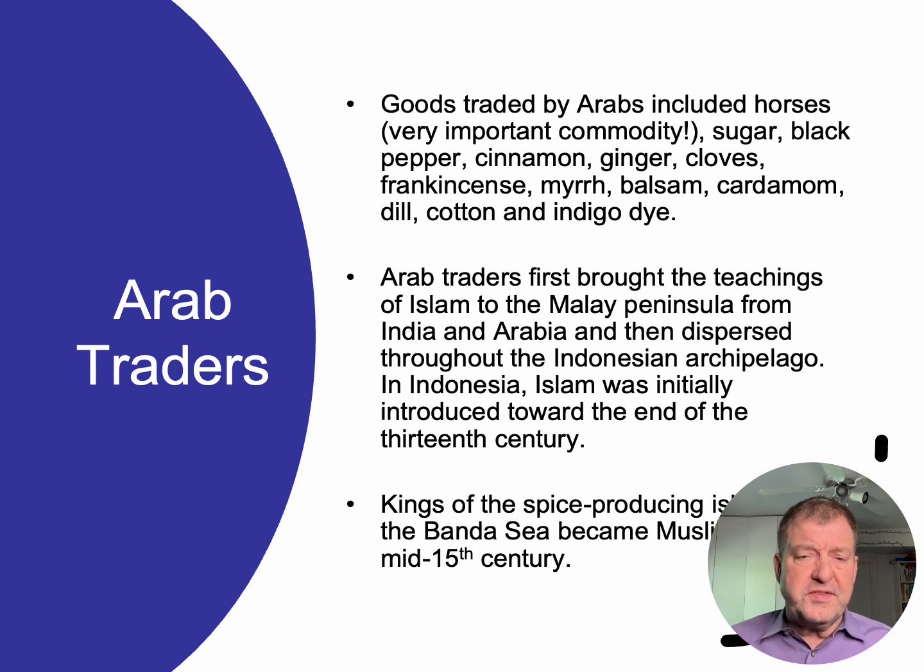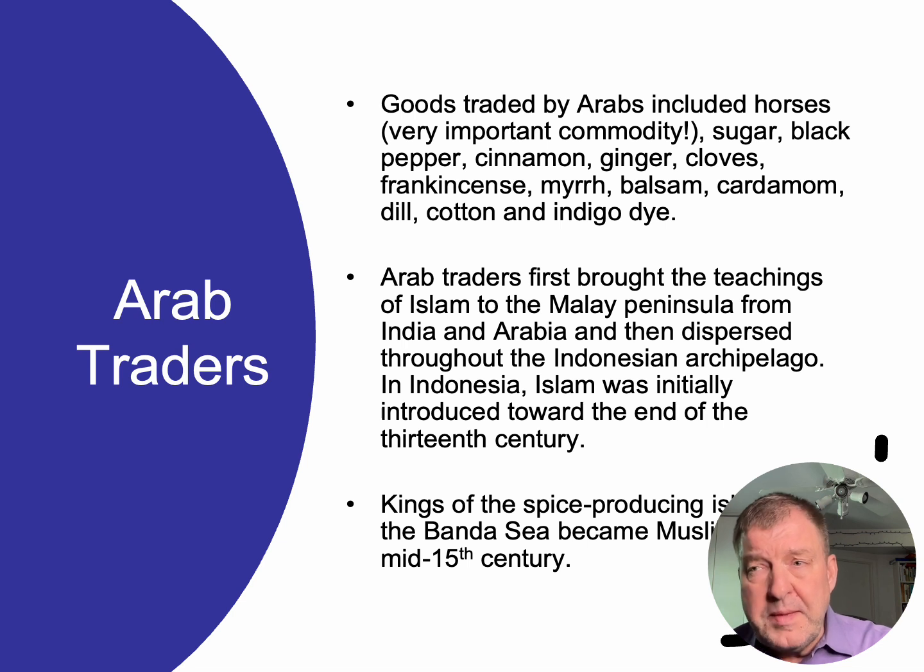So Arab traders first brought the teachings of Islam to the Malay Peninsula from India, and then it was spread throughout the Indonesian archipelago. Islam was initially introduced towards the end of the 13th century. So people had already converted to Islam in an earlier period, and Arabs certainly had. This can only really be explained by the fact that many of the Arab traders, up until this point, were mostly passing through island Southeast Asia to get to the Chinese markets.